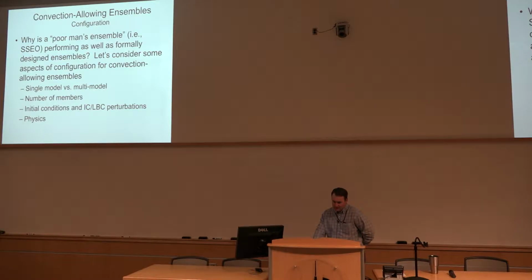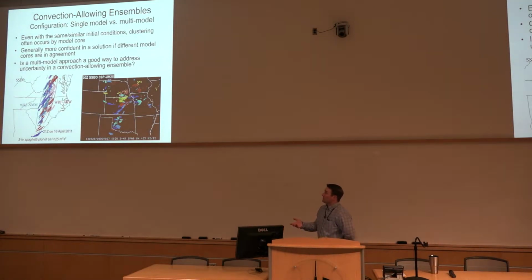I'm going to skip that and go to a little bit more about configuration. So the question is, why would this basically poor man's ensemble, the SSEO, perform as well as more formally designed ones? Some of the aspects: single model versus multi-model. The SSEO is multi-model, obviously, and a lot of these other ensembles are single model. With convective parameterization models like the SREF, that's one of the benefits, because you get this clustering, and like we saw in the global ensemble, if you have a systematic bias, say in PBL scheme over-mixing, you don't have anything to adjust or account for that.